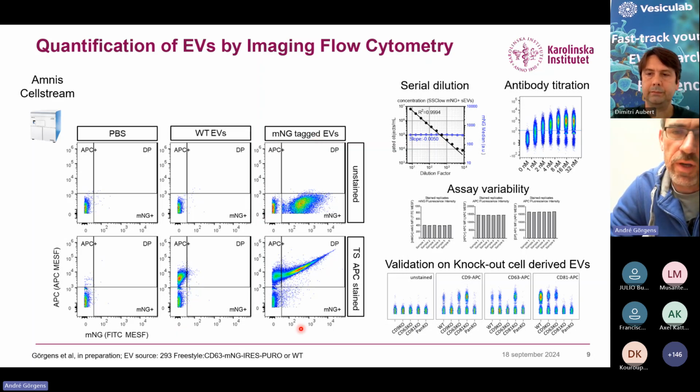And then we also qualified this and used it in different ways, for instance, to stain with tetraspanin antibodies against neon green tagged EVs to estimate the engineering efficiency in our different preps. And then, of course, we did our homework again, did different controlled serial dilutions, titrated our antibodies, looked into assay variability, and for some antibodies also validated them on knockout derived EVs.